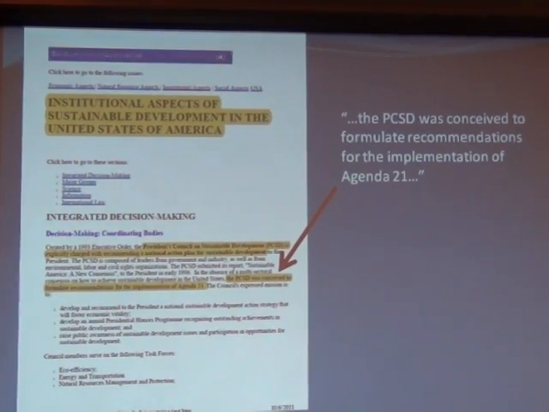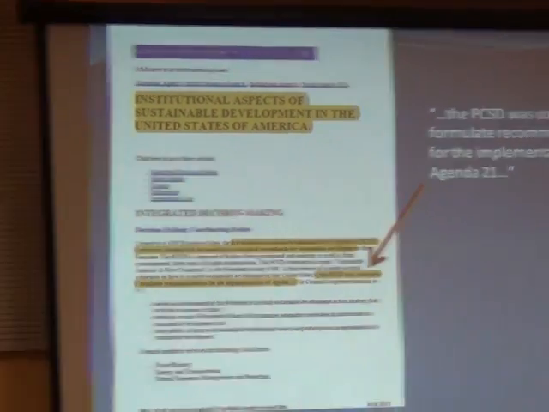Because a year later, to the day from the Earth Summit in Rio de Janeiro, President Bill Clinton signed an executive order called the President's Council on Sustainable Development. The sole purpose of this council was to formulate the recommendations for the implementation of Agenda 21. That's the only reason it ever came into effect. It had one task, to make this a reality in the United States. So bingo. It wasn't passed. It was voted on twice in the House, but it never made it. It was never voted on in the Senate, and yet it became the law of the land through executive order.